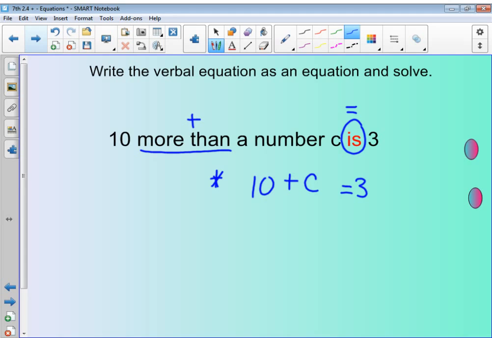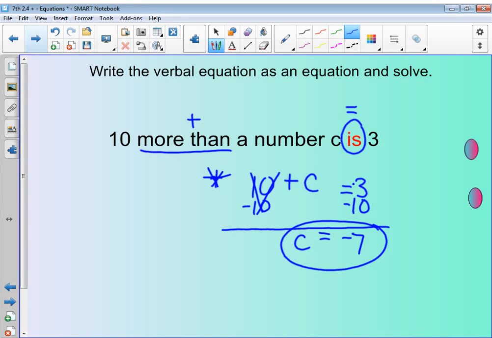So right now we have a positive 10. To get rid of it, it'd be minus 10. Minus 10. So we have C equals, different symbols, find the difference. So 7, the larger number was negative. So C equals negative 7 here. So you have to have the equation and the final answer on these. Okay, so let's try another one.